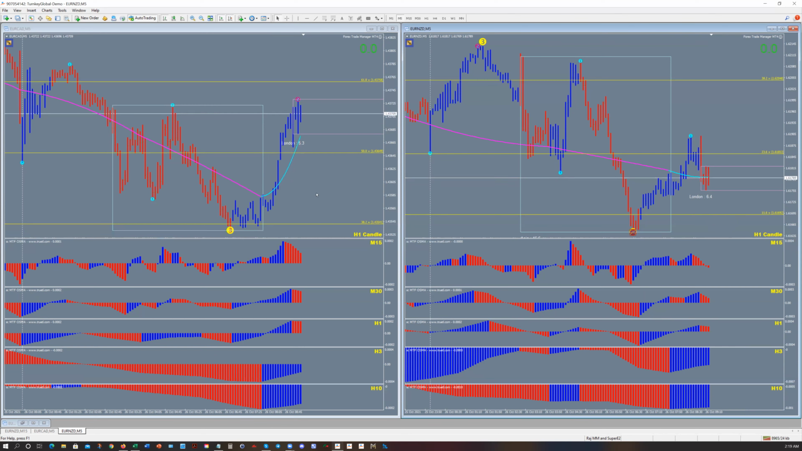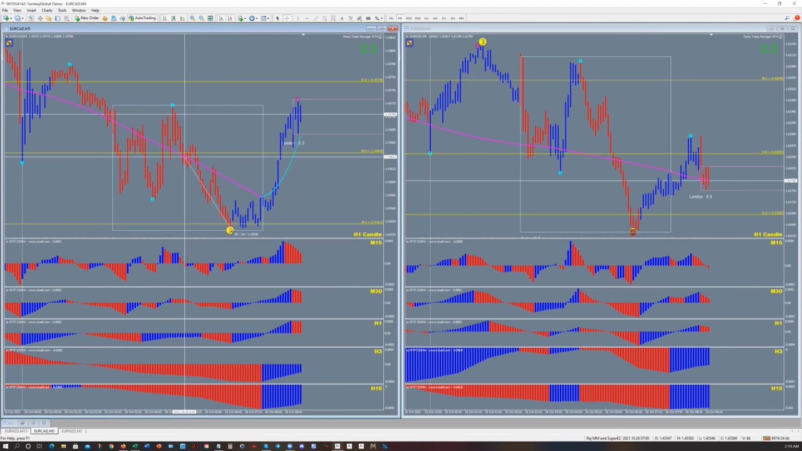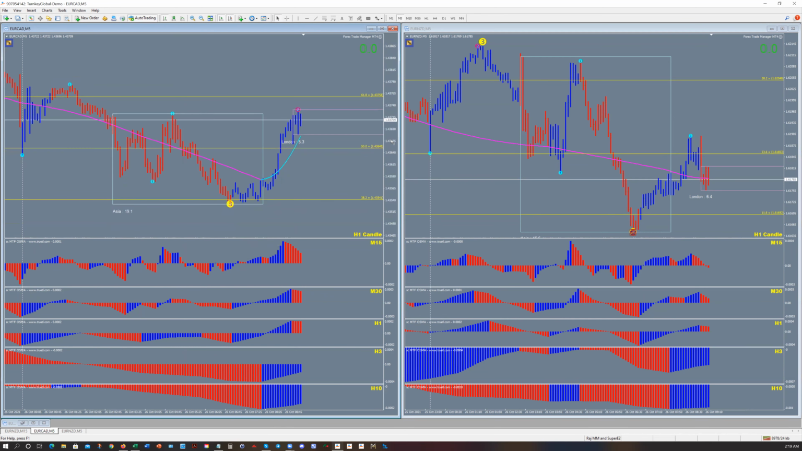Similarly here, I'm looking for a 2-ball to get my low of the session to go long. That's a nice trade too. 15 pips, 11 pips, 11 pips. Only a 19 pip box.